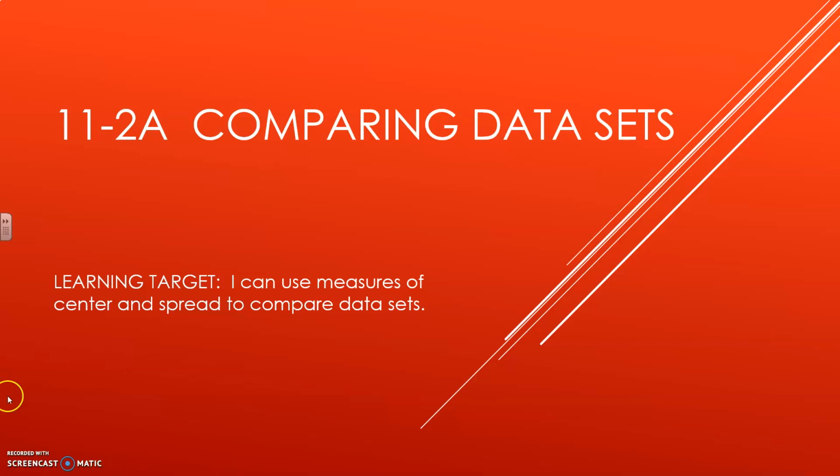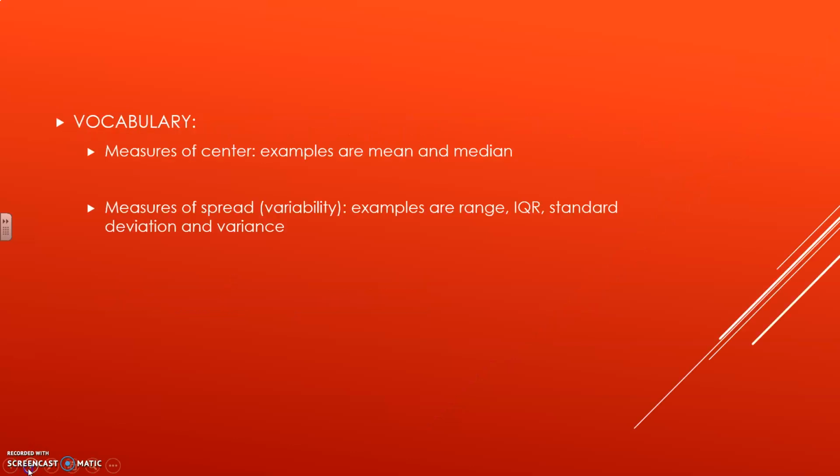Before we begin, we want to look at a couple of key vocab terms so that we understand what we're comparing. The first thing that we're going to compare are the measures of center, which you learned about the other day. Examples of measures of center are the mean and the median. Depending on which type of model you're using will determine which of those you talk about.